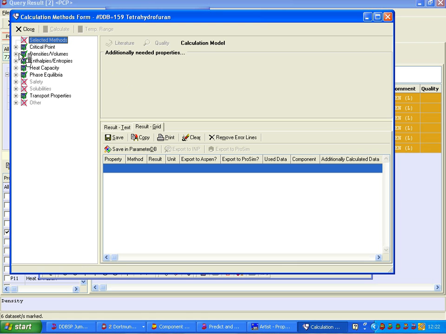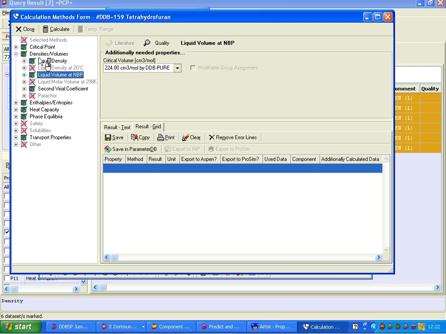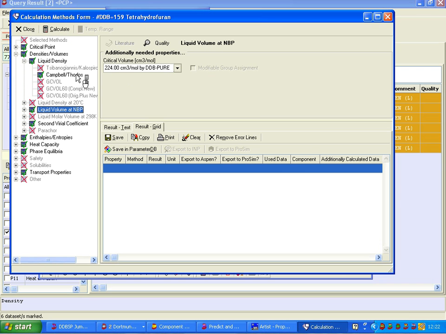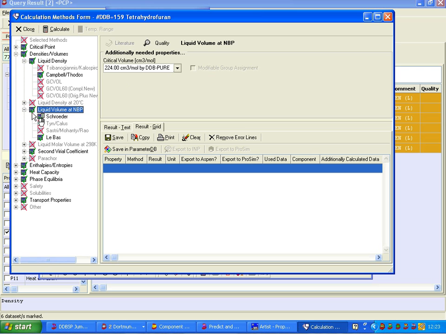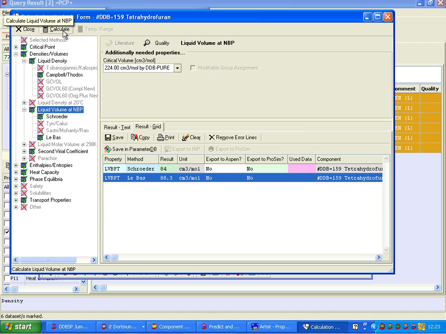and I would go to densities and volumes, liquid volume. Here's the liquid density and Campbell Thodos. We saw that already. There were a few others but not available here. But now I can go to the liquid volume, and at the normal boiling point there are two more methods, Schröder and Le Bas. So I click on calculate, and what I'm getting here is cubic centimeters per mole, but before we had a density given in kilograms per cubic meter.